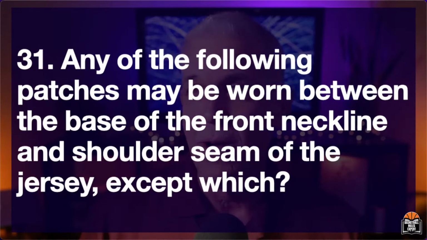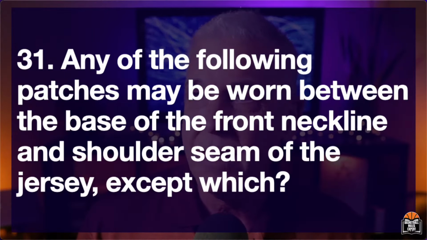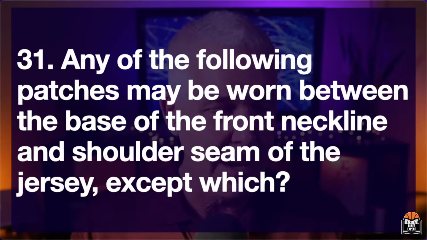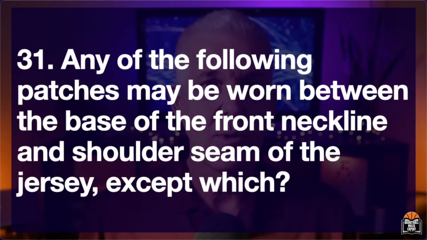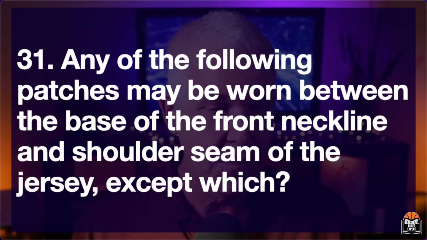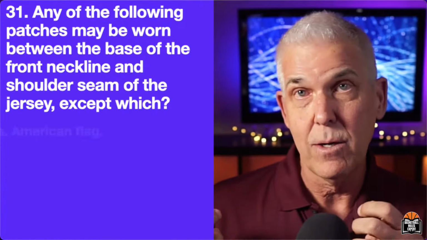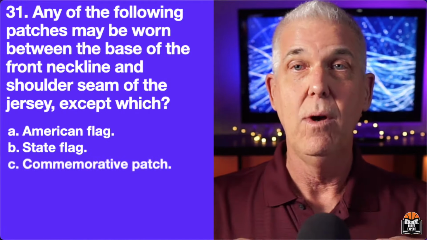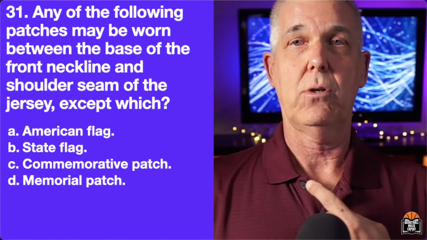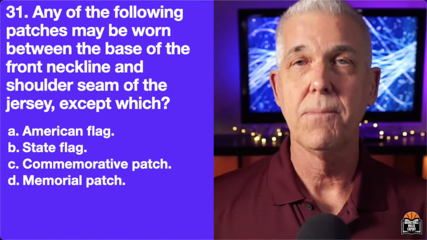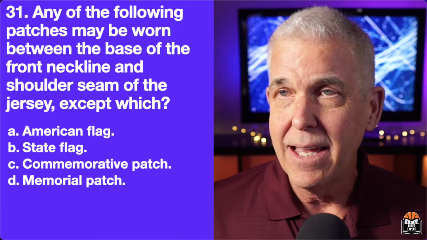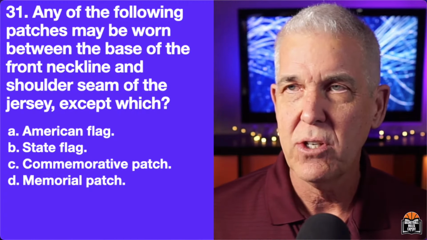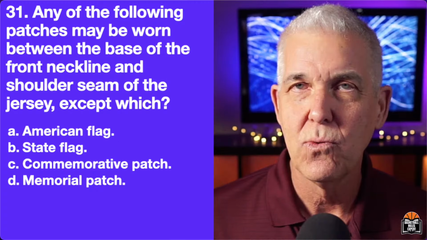All right. Question 31. Any of the following patches may be worn between the base of the front neckline and shoulder seams of the jersey, except which? So we're talking about a part of the jersey that has been designated where things can go, right? There's a restriction where things can't go, but this is an area where things can go. We've got the neckline here and up to the shoulder. A, an American flag. B, state flag. C, commemorative patch. D, memorial patch.